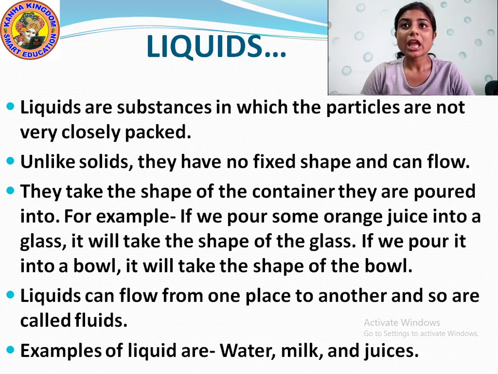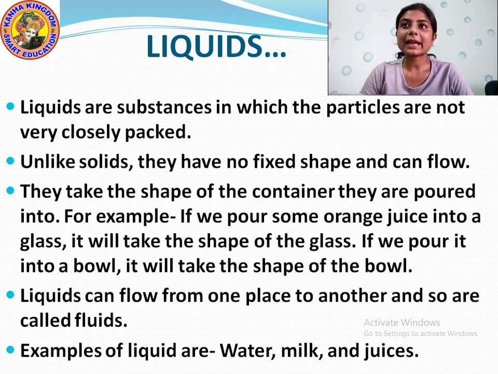For example, if we pour some orange juice into a glass, it will take the shape of the glass. And if we pour it into a bowl, it will take the shape of the bowl. Yes or no? If we pour some water or juice or milk into the glass, it will take the cylindrical shape of the glass. And if we put it into the bowl, it will spread out and take the shape of the bowl. So, a liquid has no fixed shape. It takes the shape of the container in which it is kept or poured.